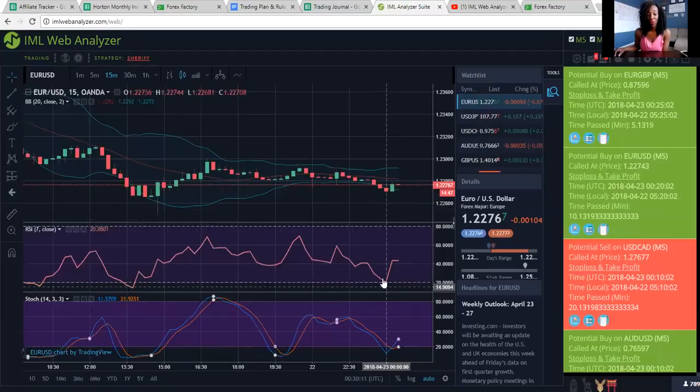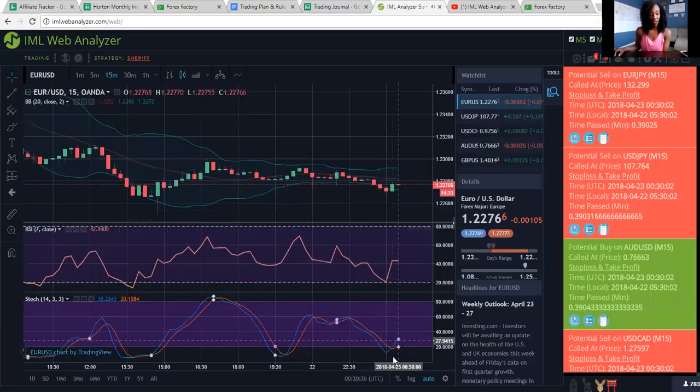Second, you want to make sure that it's below 20. You can get in if it's touching 20, totally up to you. I like it when it's under 20 and forming in the direction that it needs to be. So it's under 20 and it's pointing up. Also the stochastic, like I said, it came down and it's pointing up. It's going in the direction that it needs to go. And if you notice, that blue candle there formed.